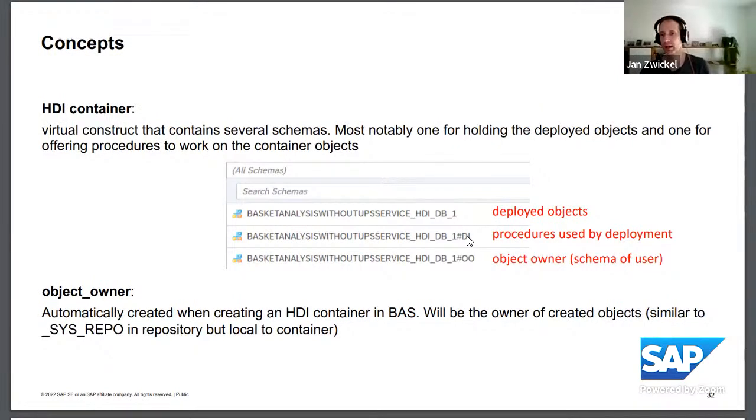The HDI, hash DI, has some procedures that can be used for deployment, and the HOO is just a technical user for the object owner, which is something like the sysrepo user in the repository, but local to your container, which means in the past you had a very powerful technical user sysrepo, which was required so that you grant privileges to this user if you wanted to create a calculation view on objects. Now this powerful user is not there anymore, which means that you can on a much more fine granular level decide what privileges a certain developer should have and on which objects the developer is allowed to create calculation views.